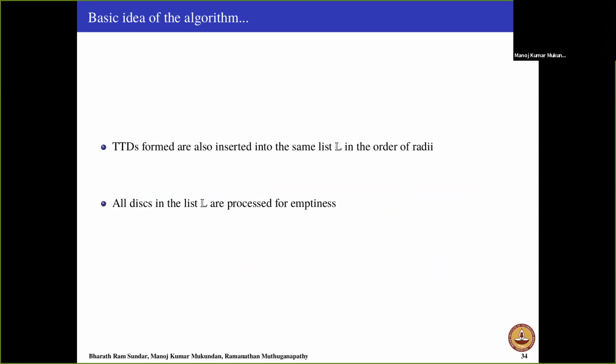So TTDs formed are also inserted into the same list L, keeping the order of radius. All disks, including TTDs in the list L, are processed for emptiness in the order of their appearance in the list.